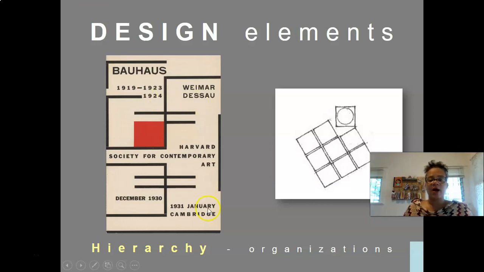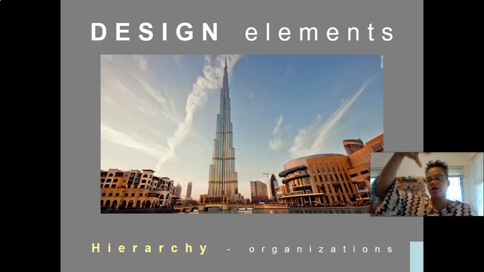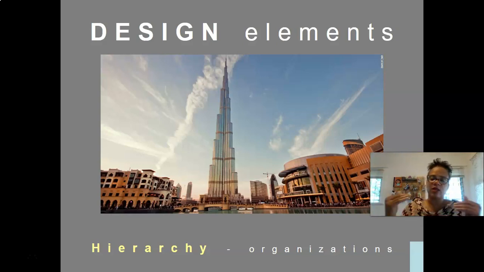When I look at this Bauhaus poster, what would you say has hierarchy in this poster? Hopefully you said the red square, right? Because it's the only thing that has color. So hierarchy in this case is this really tall tower, right? Because there's nothing that tall anywhere near it. So everything is relatively low lying. And then this tower sticks way above the city skyline. So it has hierarchy.